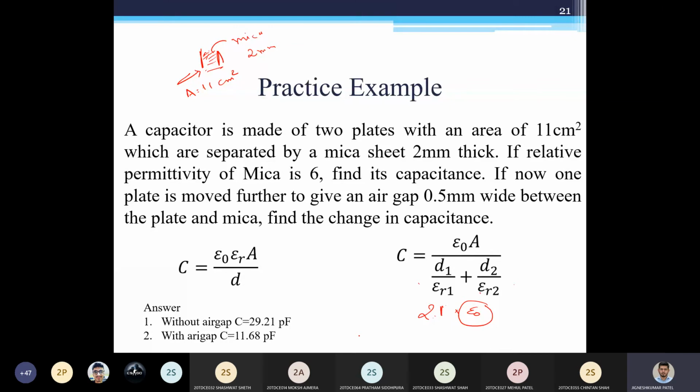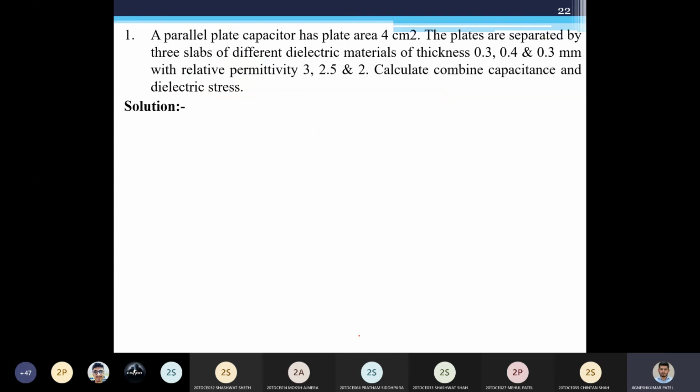Does anyone have trouble converting centimeter to meter or millimeter to meter? It should not be trouble like that. It is a very basic thing. But if you have trouble, you can let me know. Okay, then we can move ahead directly. I'm not going into that, and we'll solve one more example. I'll also show the solution this time.